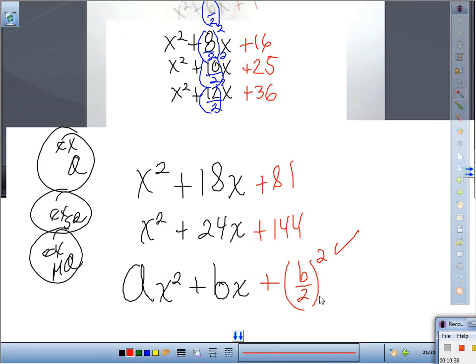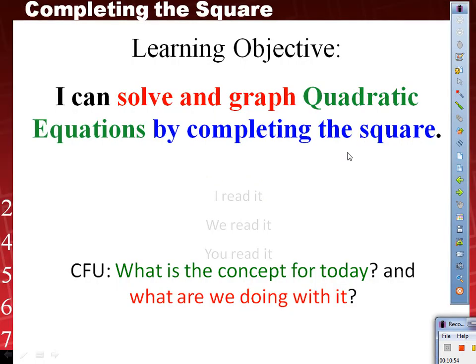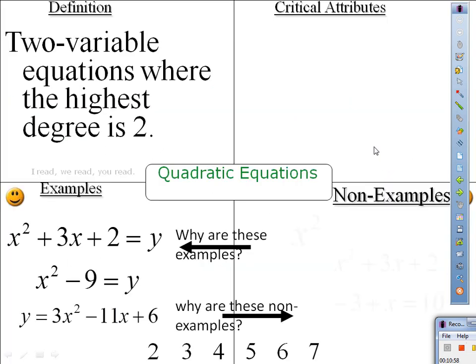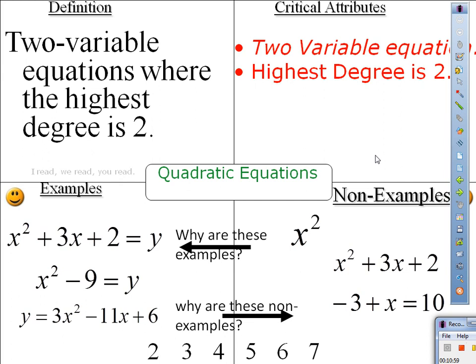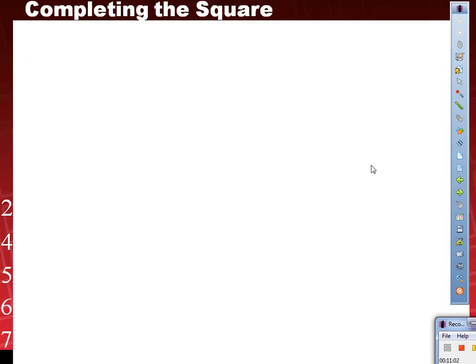So we were saying how comfortable you are with completing the square so far, up to right there. Okay? Now we're going to apply it to quadratic equations. So with that said, on your Cornell notes, you don't need the Frayer model. We already know what quadratic equations are. We just need to copy 6 simple steps. Copy these, please.